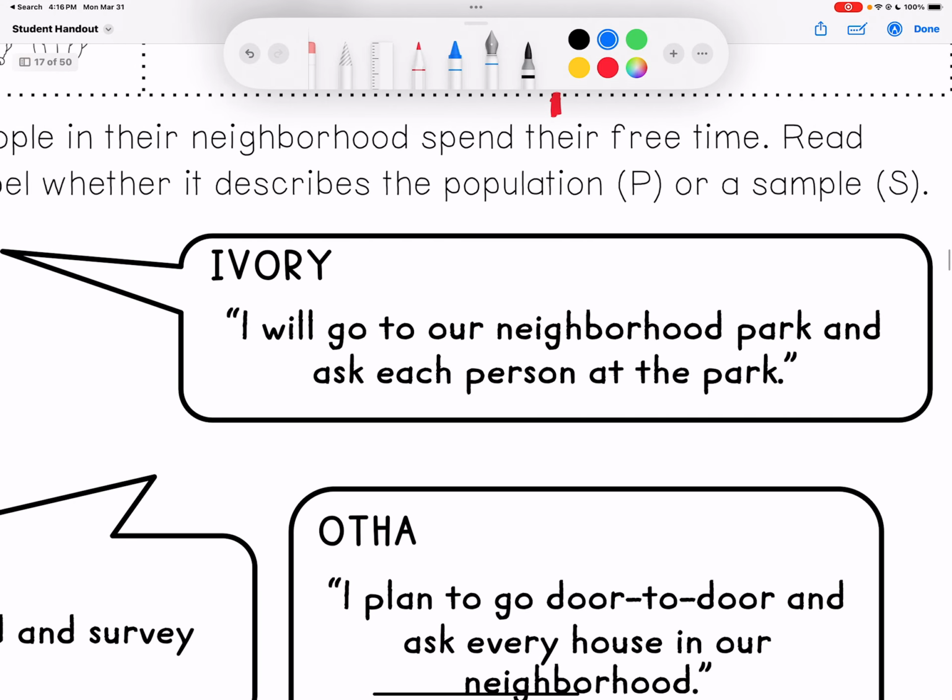Ivory: I will go to our neighborhood park and ask each person at the park. Well, yes, she's asking every person at the park, but she's only at the park. Did she ask everybody in the neighborhood or just the ones who came to the park? She only asked the people who came to the park. So therefore, she only asked a sample of people, because everybody in the neighborhood didn't come to the park.